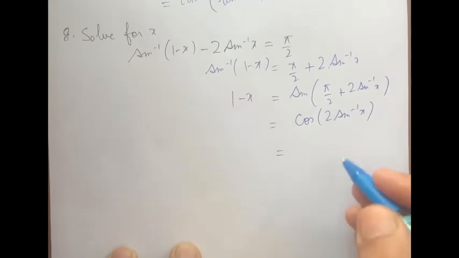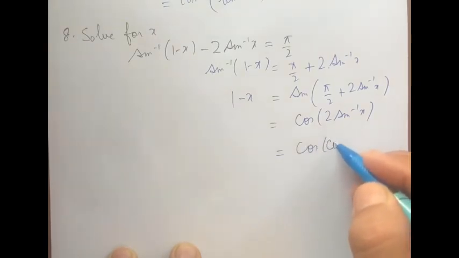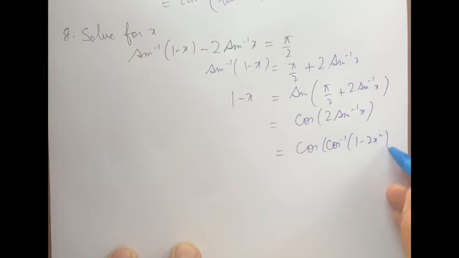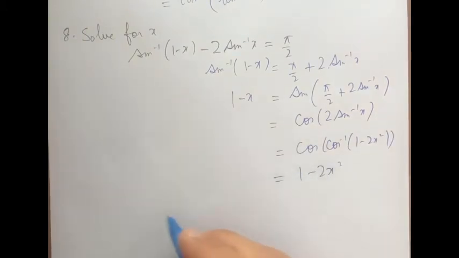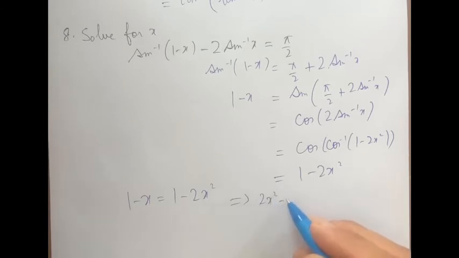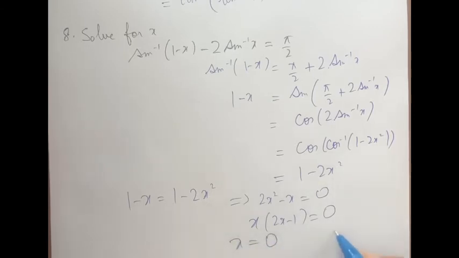What is 2 sin inverse of x? It's cos inverse of 1 minus 2x square. So this simplifies to 1 minus 2x square. So we get 1 minus x as 1 minus 2x square. 1 will cancel out. This is 2x square minus x is 0, or x into 2x minus 1 is 0. This gives us x equal to 0, or x is 1 by 2. X is equal to 1 by 2 doesn't satisfy the equation, so this will be rejected. So the answer is x is equal to 0.